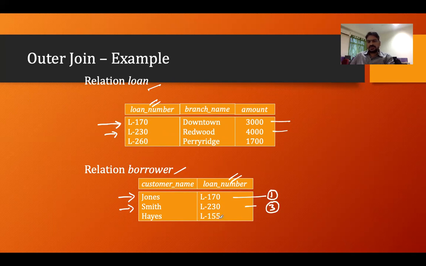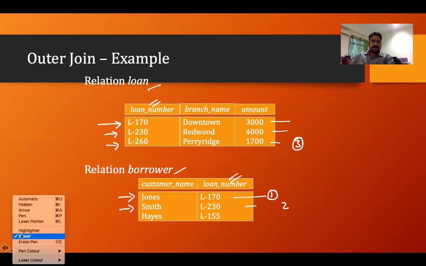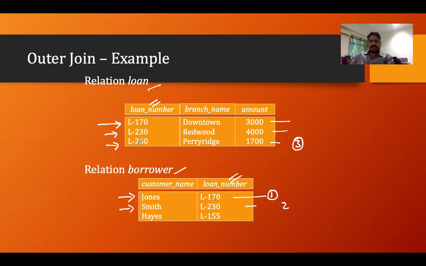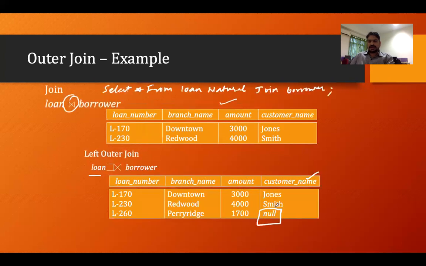And 260, here we don't have 260. But because it is a left outer join, this will come. This is your second row, and this will be your third. Even though this is not satisfied, L-260 is not there. Because we are using the left outer join, the left side table rows will come, and because the condition is not satisfied, the rest will be null. As you can see here, this is your left outer join.